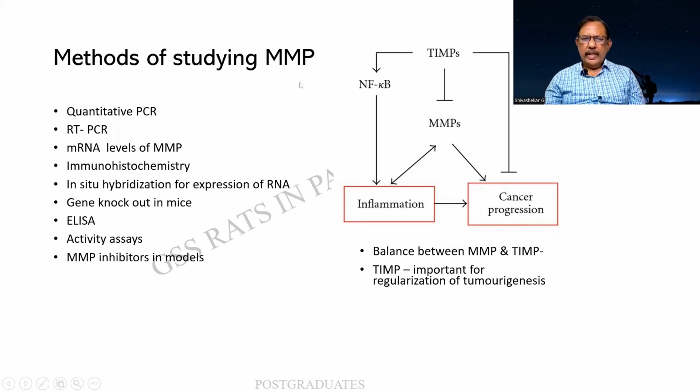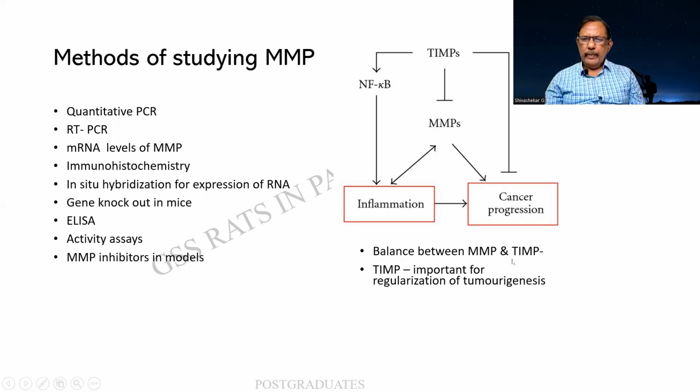What are the methods of studying? This actually runs to pages in the book, but I would like you to kindly memorize this particular list alone. There can be quantitative PCR, RT-PCR, mRNA levels of the matrix metalloproteinases, immunohistochemistry, as I had shown in the previous slide, in situ hybridization for expression of RNA, gene knockout in mice, experimental animals, ELISA, activity assays, and inhibitors also in the models. So these are the various methods for studying the matrix metalloproteinases.